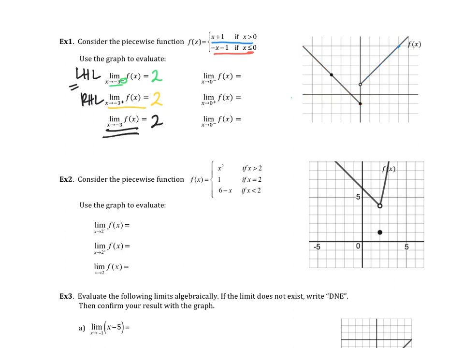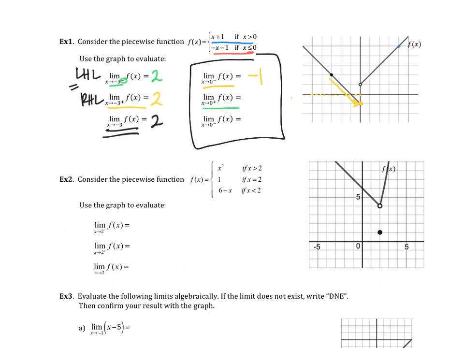So if we're trying to do the same thing for the next value, let's do this side. The limit as x approaches 0 from the left. So we're approaching 0 from the left, so that means it's going down this graph till it gets here. So that value is -1.